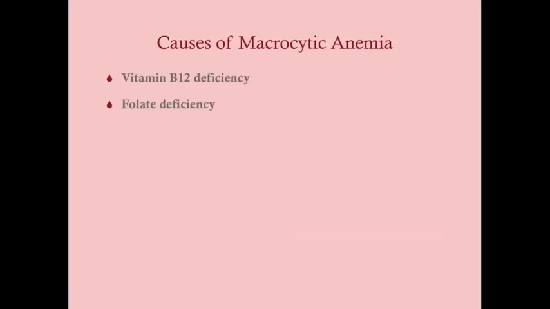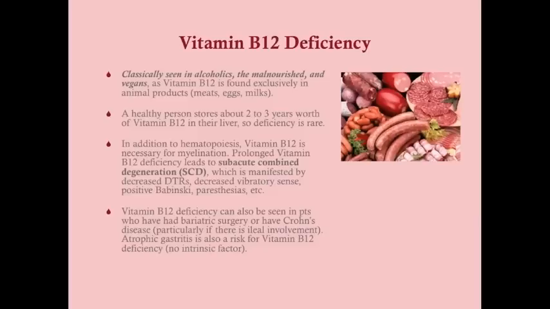So the causes of macrocytic anemia, as you've probably gathered by now, are vitamin B12 deficiency or folate deficiency, or theoretically you could have both at the same time. But let's go over each of these. So vitamin B12 deficiency, classically we see this in alcoholics and the malnourished, and alcoholism and malnourishment kind of tend to mesh together. So alcoholics, the malnourished, and vegans. Why vegans? Because vitamin B12 is found exclusively in animal products. It's meats, eggs, and milk. So people who, for philosophical reasons, don't eat animal products are at risk for vitamin B12 deficiency.